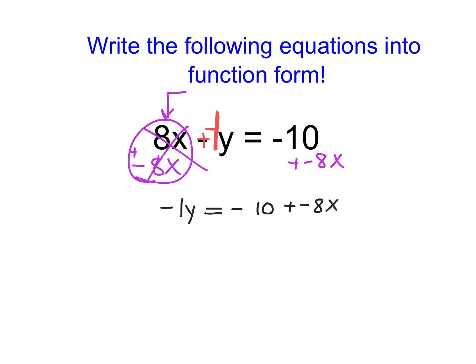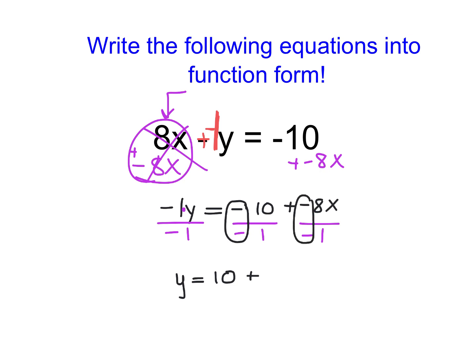Now in order to undo this multiplication of negative 1, I need to divide both sides, or divide every single term, by negative 1. So negative 1y divided by negative 1 is just y. Negative 10 divided by negative 1, we have a negative divided by a negative, so that's a positive 10. And then negative 8 divided by negative 1, again, it's a negative divided by a negative, so that's a positive 8x.